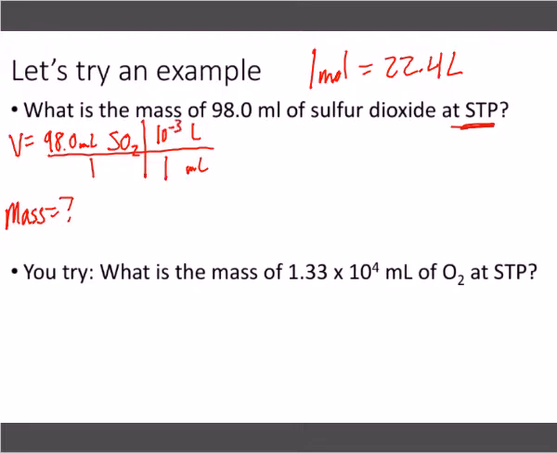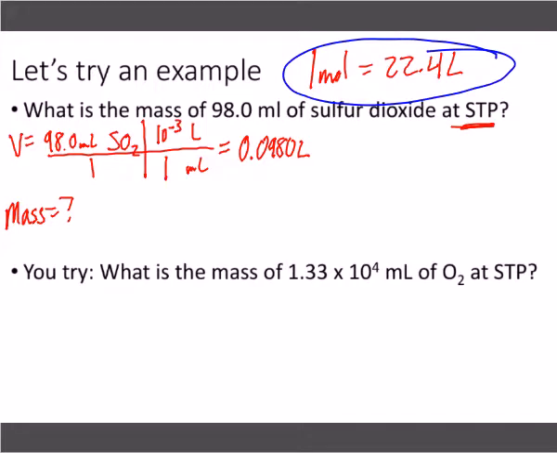10 to the minus 3, guys. There are 1,000 milliliters in 1 liter. So really what you're going to do is you're dividing that by 1,000. So we're going to get 0.0980 liters. Now, all we have to do is get it to moles. What conversion factor can we use? Yeah, we can use 22.4 liters.